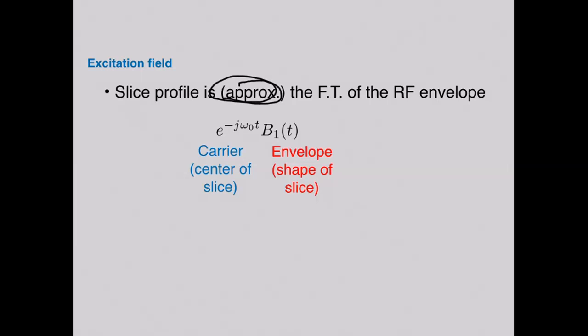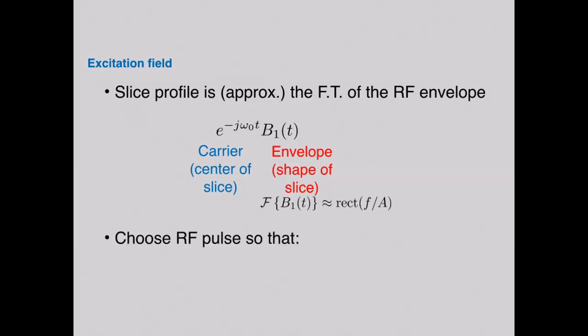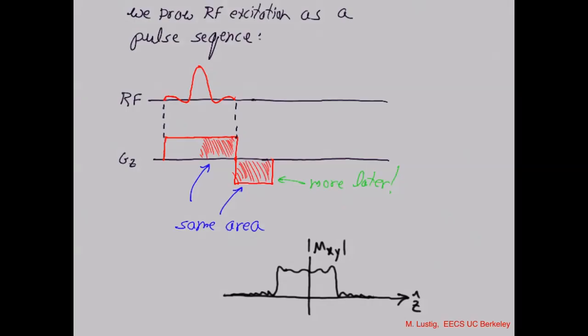So just remember that it is similar, so it's going to look like a sinc, but actually it's not going to be perfectly a sinc. It's going to be something slightly different, depending on how much flip angle you want to do. Okay, so the Fourier transform of this B1 field is a rect of f over a. A is the width of the slice, so we need to choose an RF pulse to do that, and the RF pulse B1 should be something like a sinc, approximately a sinc.